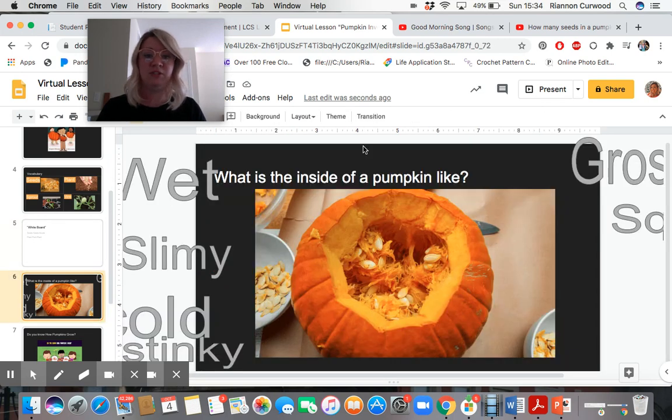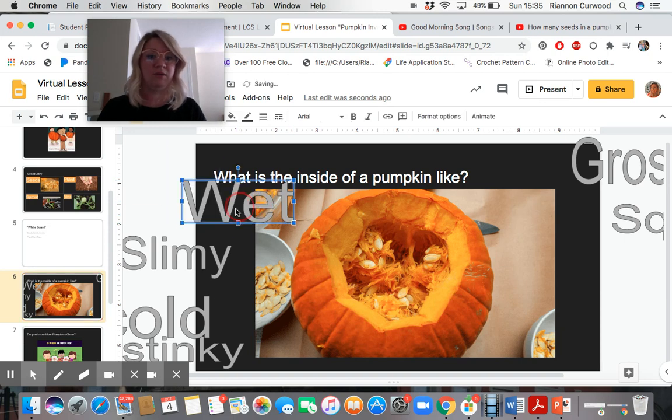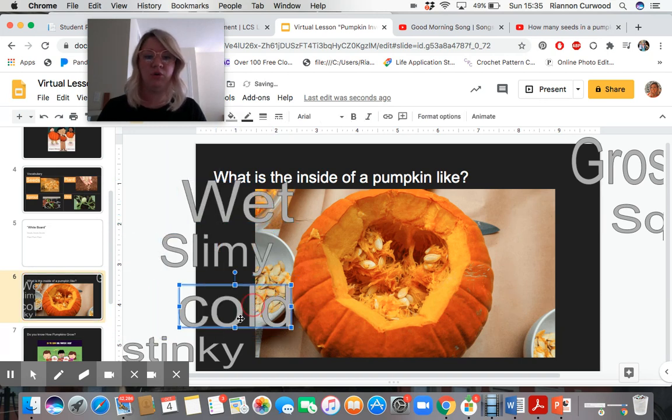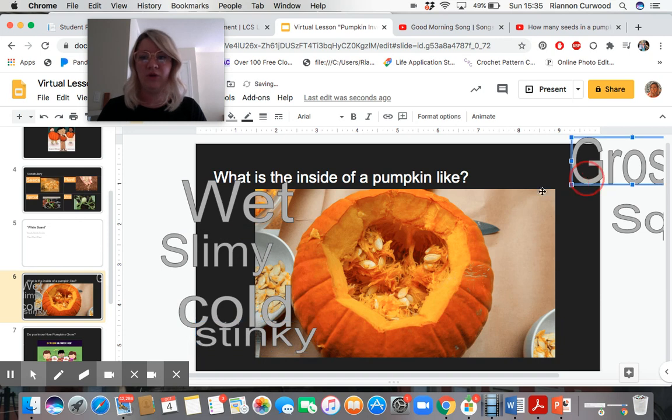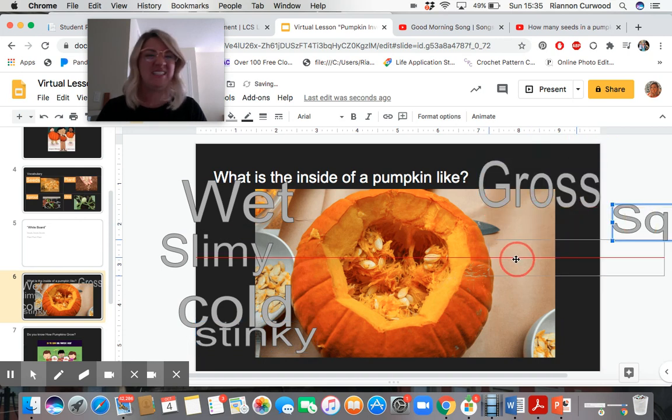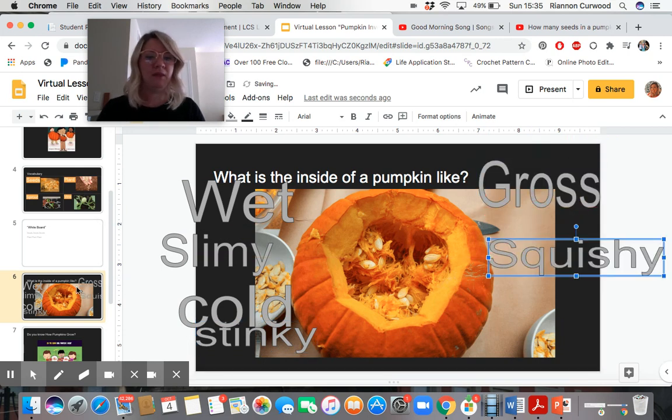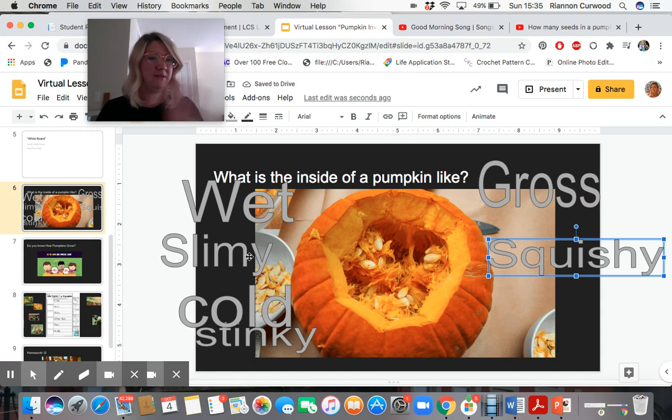Next, we would go into, this would have been my anchor chart, but I would be typing in these words for them. What is the inside of a pumpkin like? I would give them some time to think about it. Words that I've typically heard before are words like wet, slimy, cold, stinky, gross, squishy, smelly, maybe. And this would be a moment to connect back to our prior knowledge.